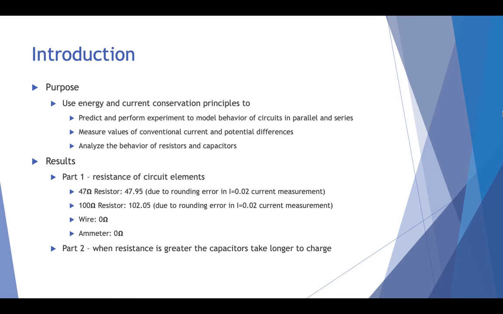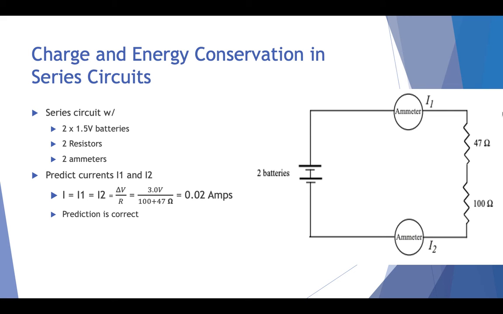So to introduce the lab, the purpose was to use energy and current conservation principles to predict and perform experiments to model behavior of circuits in parallel and series, and to measure values of conventional current and potential differences, as well as analyze the behavior of resistors and capacitors. And the results for part 1 are listed there, but we'll talk about those later. In part 2, we found out that when resistance is greater, the capacitors take longer to charge.